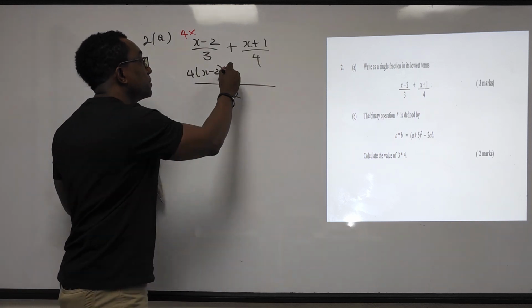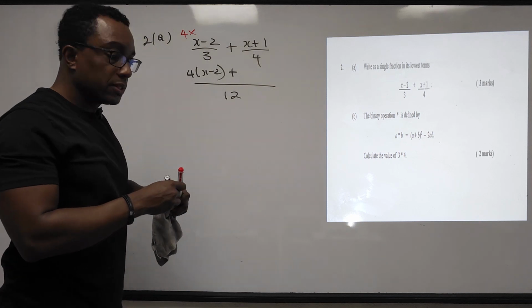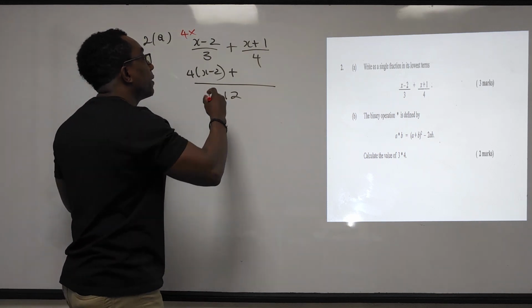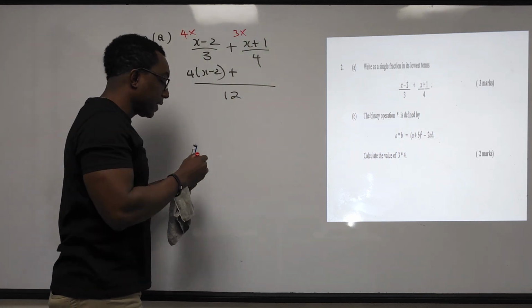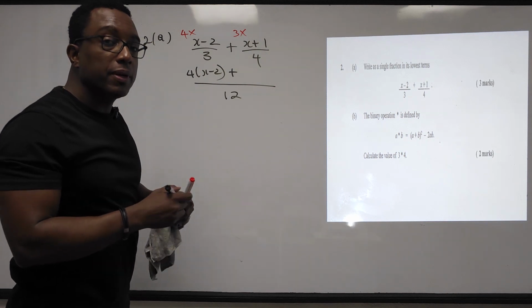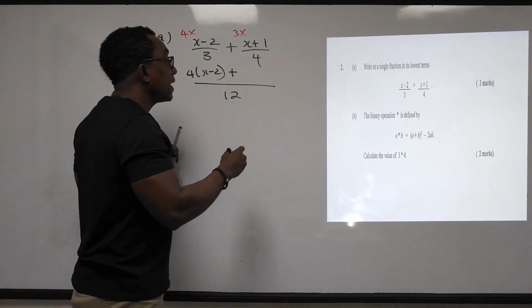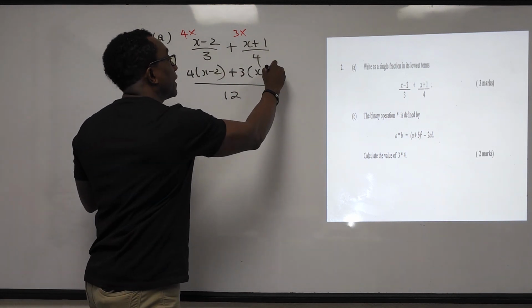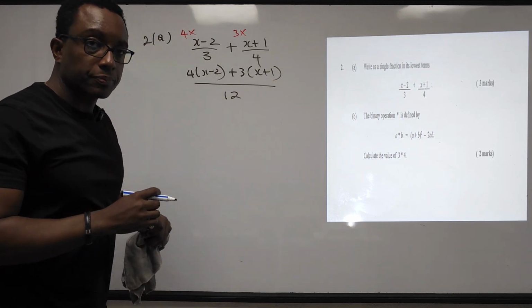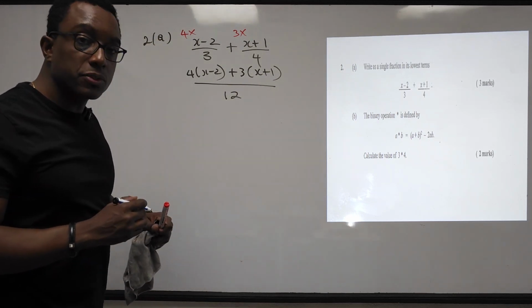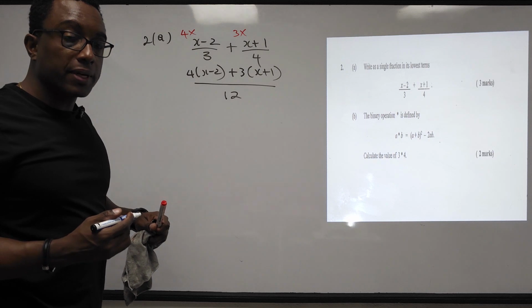Bring down the addition sign, plus 4 into 12 will give us 3. I'm going to multiply 3 by x plus 1. We're going to simply rewrite that or state it as 3 and x plus 1 in brackets. We need to remove our brackets so we can further simplify our expression.